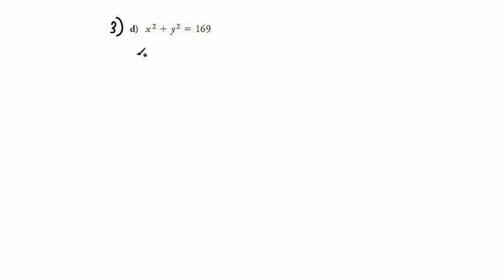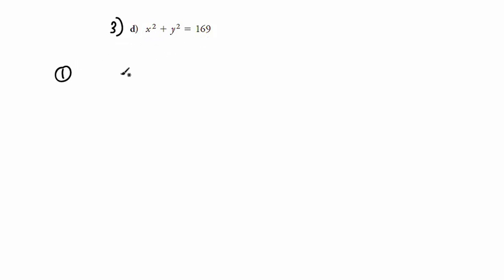In 2D, we have x squared plus y squared equals 169. And we have three parts we have to do with this equation. First, determine the radius. Second, state the x and y intercepts. And third, sketch its graph. So in part 1, we have to figure out what the radius is.